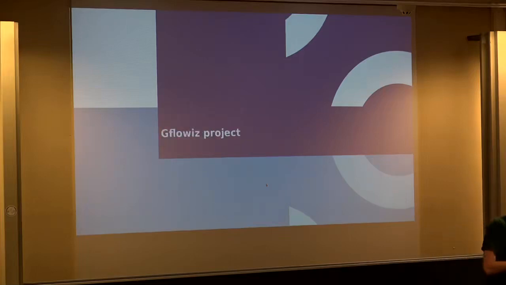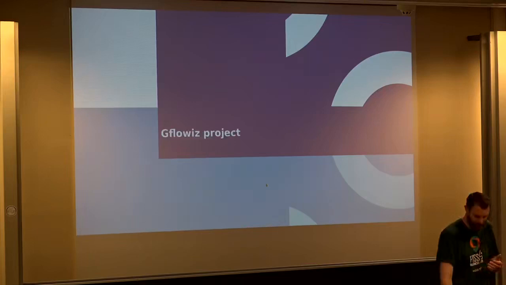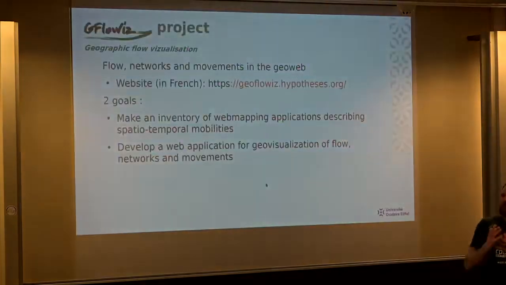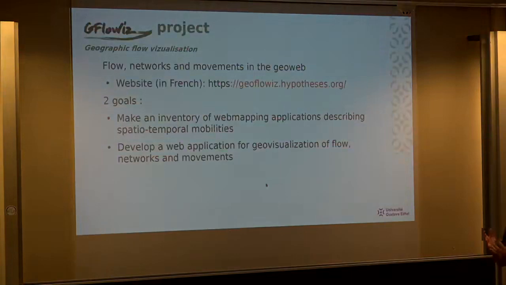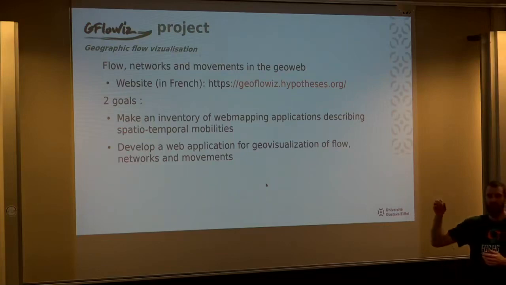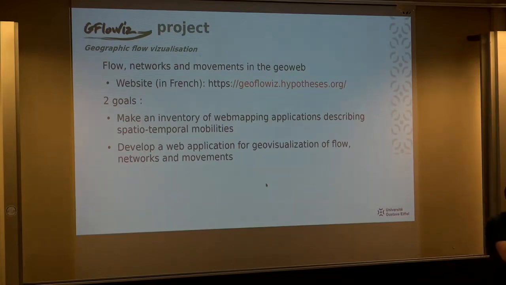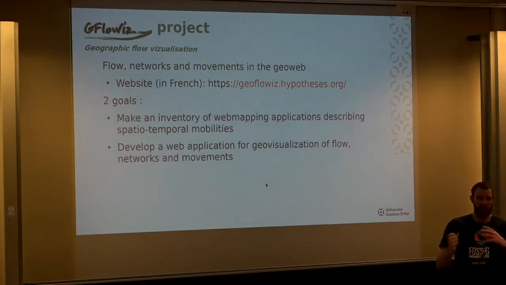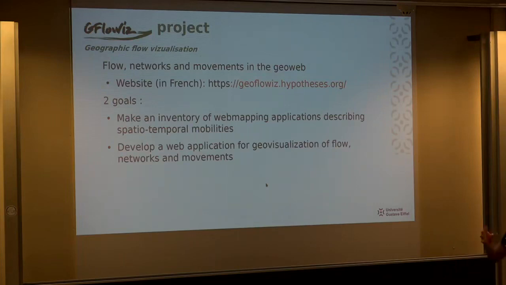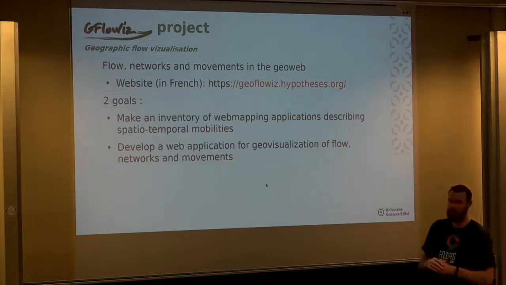So the Arabesque application is part of the JFlowViz project, which aims to do two things: gather information on web mapping applications dedicated to spatial-temporal mobilities and flow visualization, to get insights of what is existing, what are the features, the pros and cons of each application. And from that, develop a web application for geovisualizations of flows, networks, and movements.